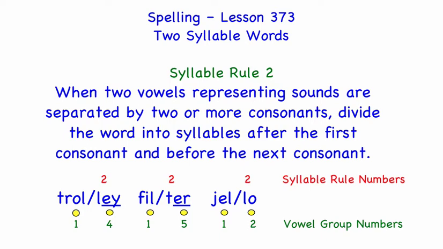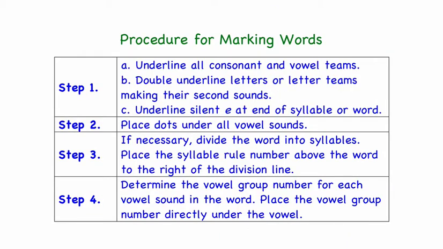And we see examples of this at the bottom of this screen: trolley, filter, jello. In all three of these words, we have two consonants that come between the vowels, and you'll notice that we divide the word into syllables in each of these three words between those two consonants. We put the 2 above the word to indicate Syllable Rule 2 is in effect. That's why we're dividing the word where we do. And then under the dots, which we use to identify the vowel sounds, we apply vowel group numbers to indicate what sound a vowel is going to represent in each of these syllables according to its position in that particular word. Let me review the marking procedure for words.